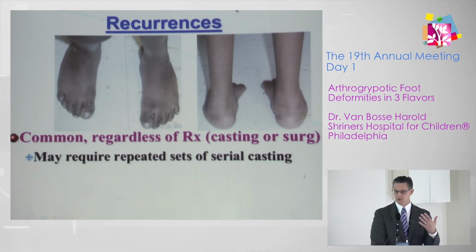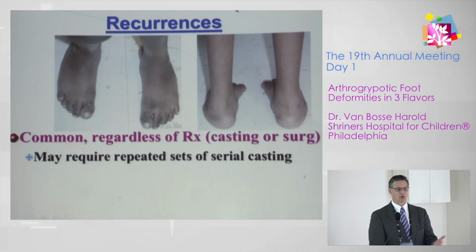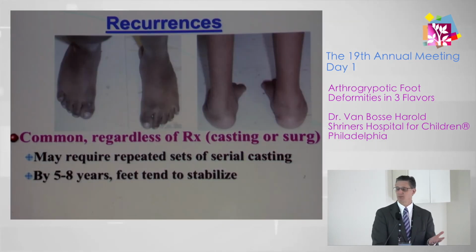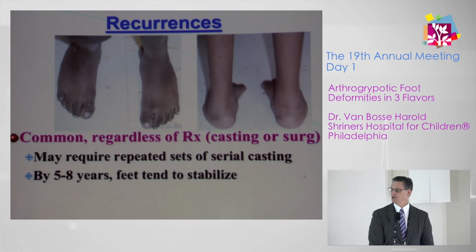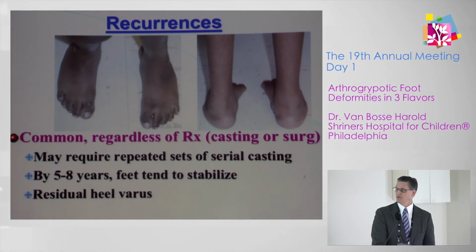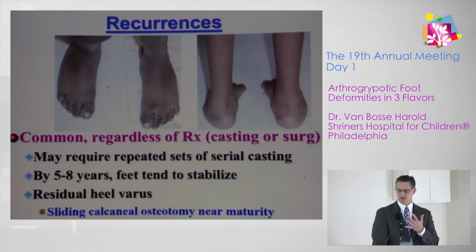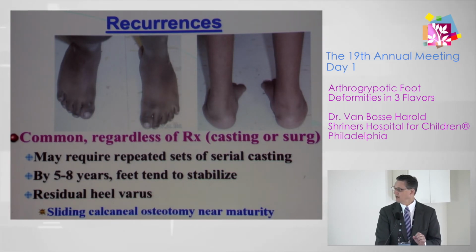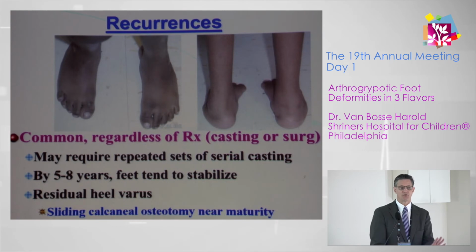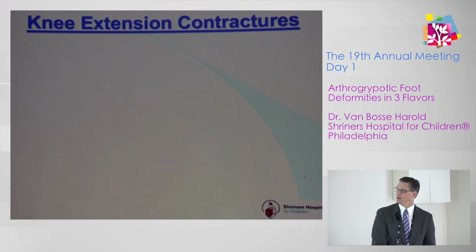I now tell parents of new kids, we're probably going to be casting your child every 2 years until they get someplace into the 5 to 8 year range, and then the feet seem to stabilize out. And if we have any deformities left, we might do a sliding calcaneal osteotomy or other procedures to get the foot flattened out. But these are smaller procedures, and we're not going to cause a lot of trouble with that.